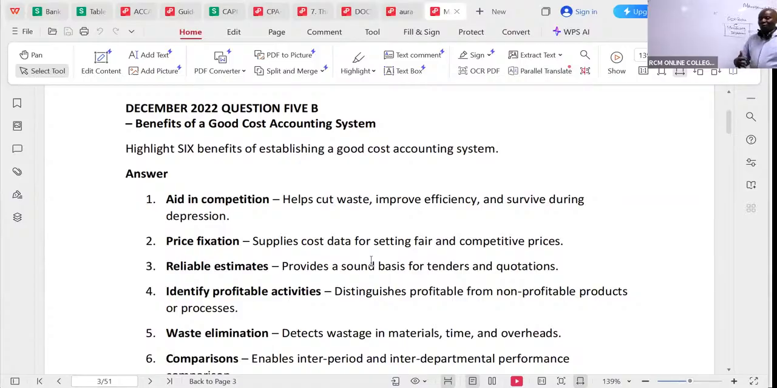Don't even look at it from the cost accounting system angle. Just look at it from any systems that you have in your workplaces. Why should we procure QuickBooks? Why should we have an ERP system in our company? Enterprise resource planning systems in our company.